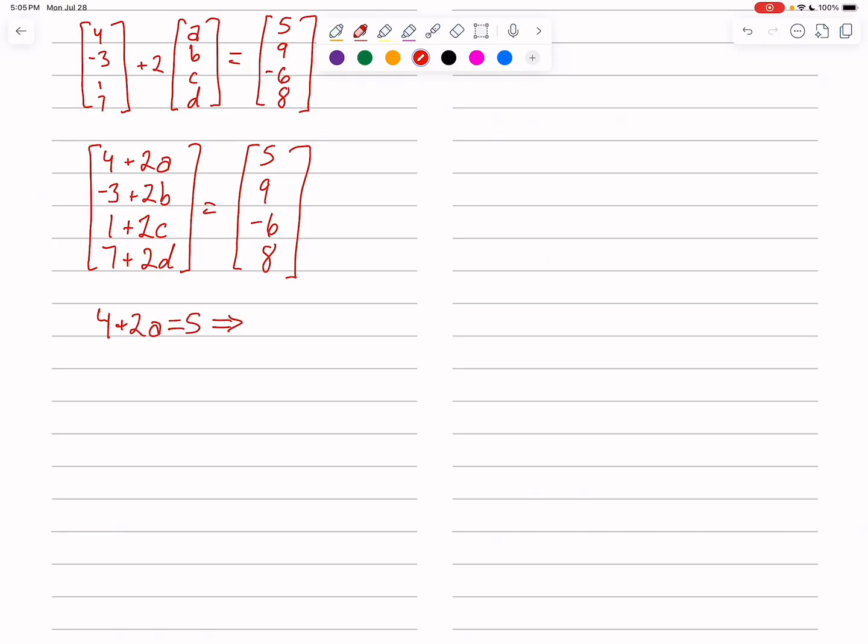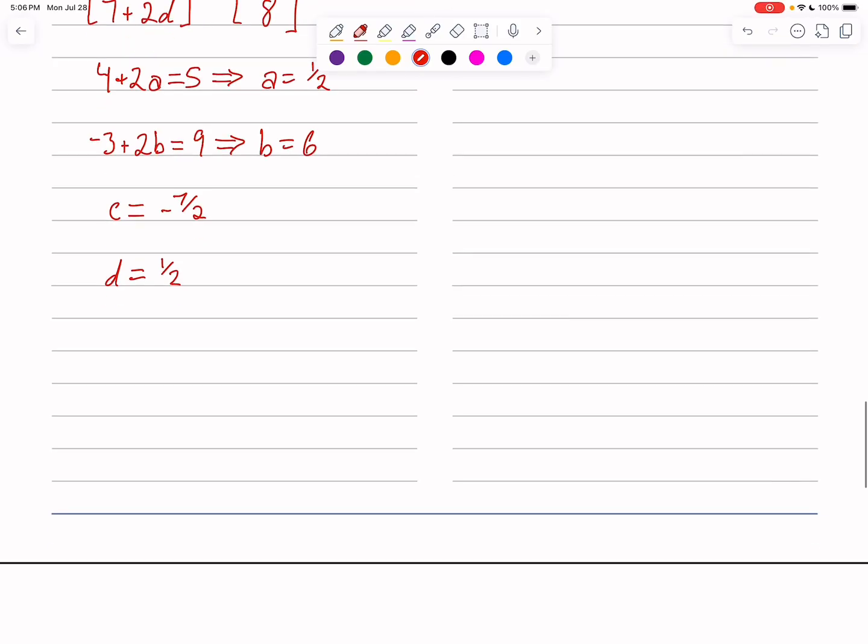So this first equation I can solve easily. I subtract the 4, so I get 1, divide by 2, so I get a half. a is equal to a half. Then I write down my next equation, -3 plus 2b is equal to 9. Add the 3, get 12, divide by 2, get 6. If we continue likewise, then -6 minus 1 divided by 2, so you get -7 over 2, and then d is 1/2. And now we know all the components of x.